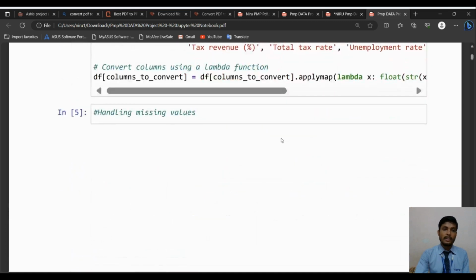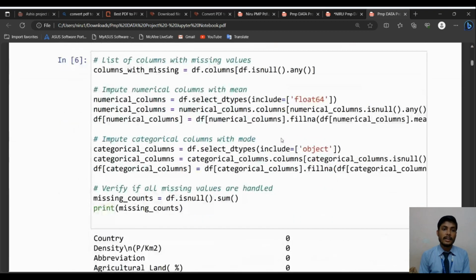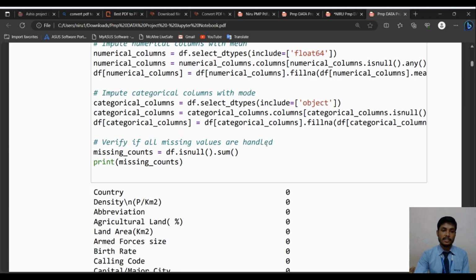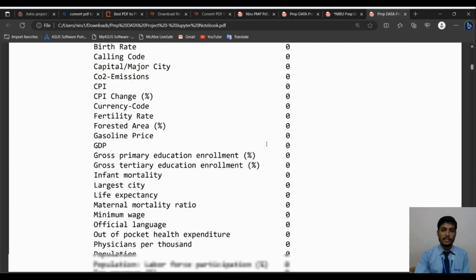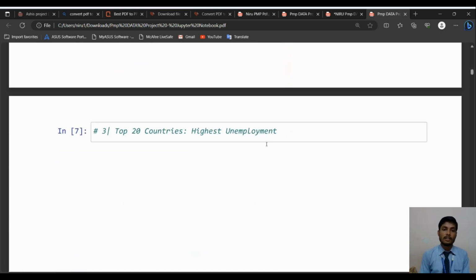Now, I am handling missing values. In this project, we impute numerical columns with the mean and impute categorical columns with the mode, then verify that all missing values are handled. You can see that there are no missing values in any of the datasets. Next we evaluate the top 20 countries with the highest unemployment rate.